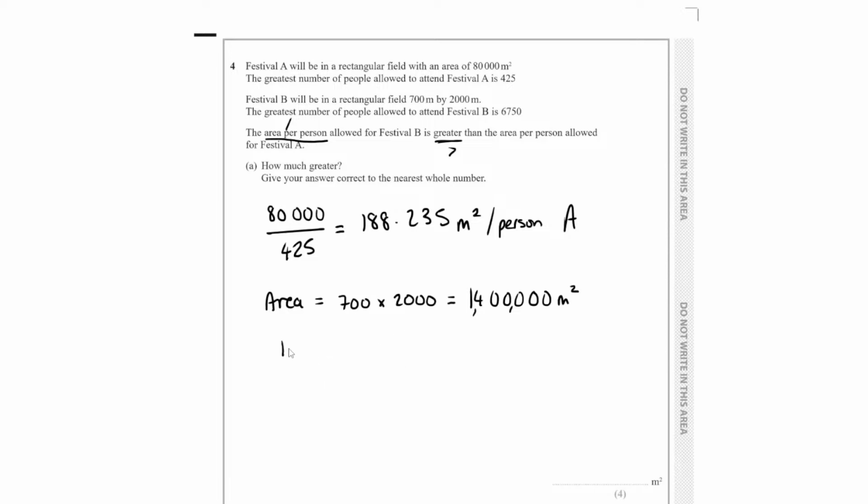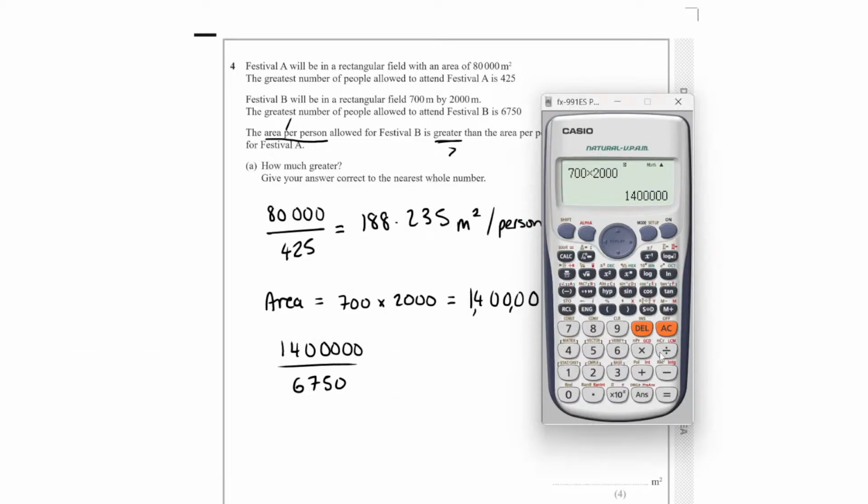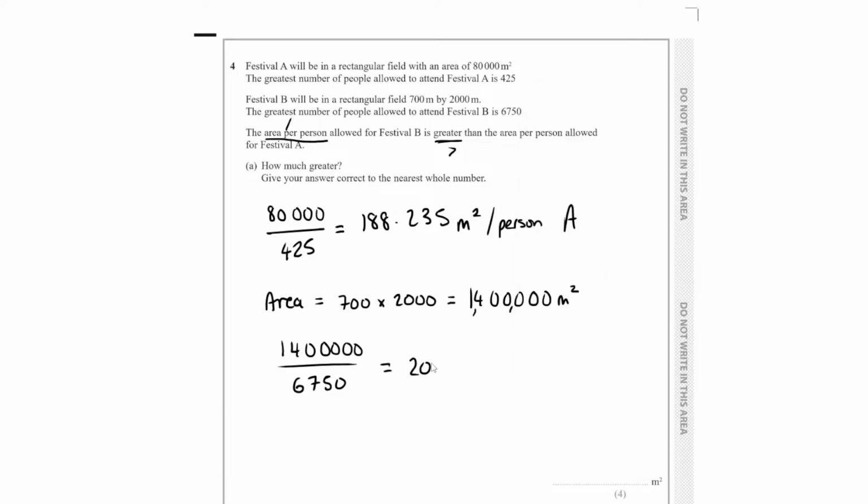And then do the same thing. So we know the area is now that, divided by how many people? 6,750. So take your answer, divide that by 6,750. And again, just write down maybe 3 decimals or so. 207.407. That's the same thing, meters squared per person for B.